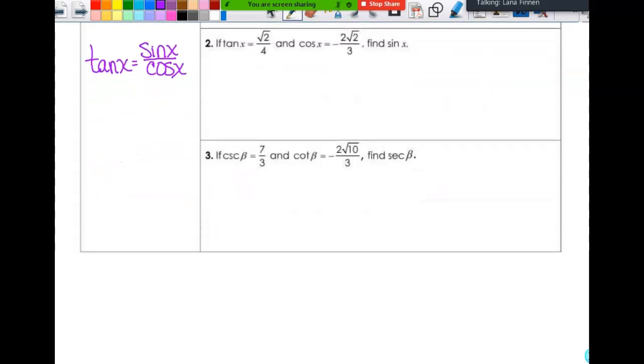I know the tangent value, it's the square root of 2 over 4. That's equal to, I don't know sine, so it goes in there as sine, over, and then I do know the cosine, it's negative 2 square root of 2 over 3. Okay. So then I need the sine value. In order to get the sine value by itself, would I multiply both sides by the denominator as it is, or the reciprocal?